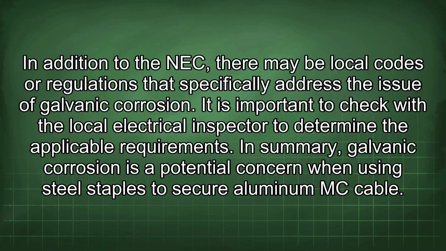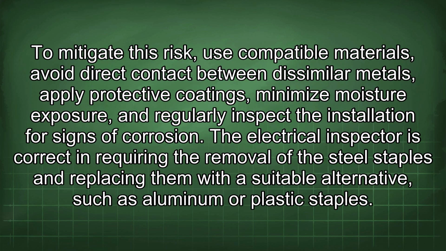In summary, galvanic corrosion is a potential concern when using steel staples to secure aluminum MC cable. To mitigate this risk, use compatible materials, avoid direct contact between dissimilar metals, apply protective coatings, minimize moisture exposure, and regularly inspect the installation for signs of corrosion.